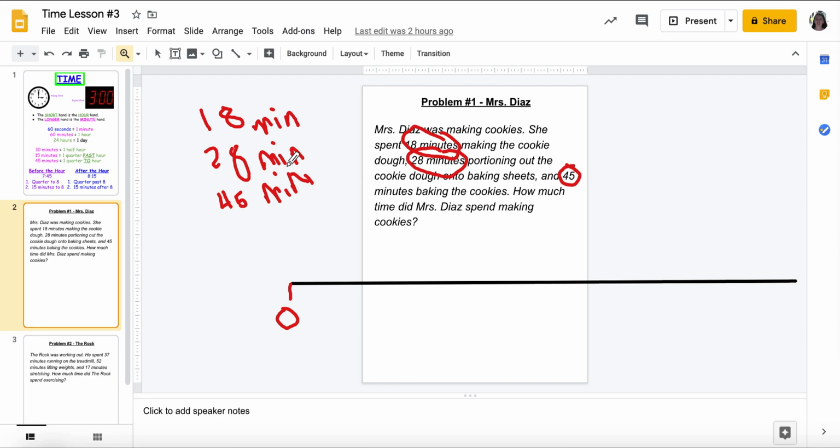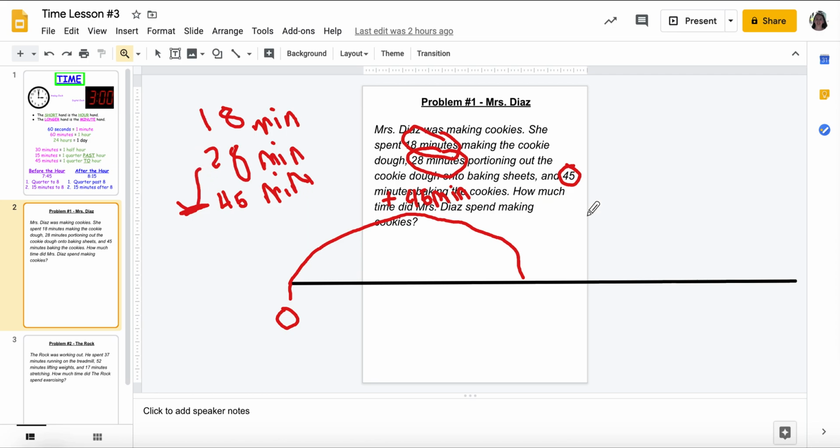So what is the longest amount of time she spent doing something? 45 minutes, right? She spent 45 minutes baking cookies. So let's go ahead. I started at 0 minutes. Let's jump ahead 45 minutes. Woo, 45. So this is going to be plus 45 minutes. So I can check that off my list. I have done 45 minutes.